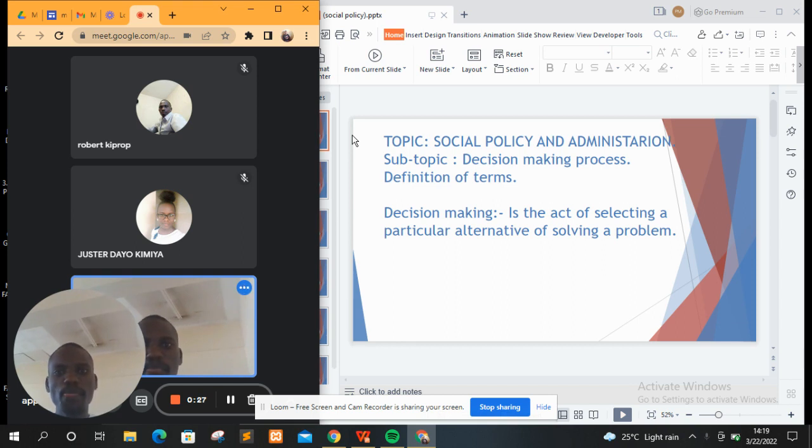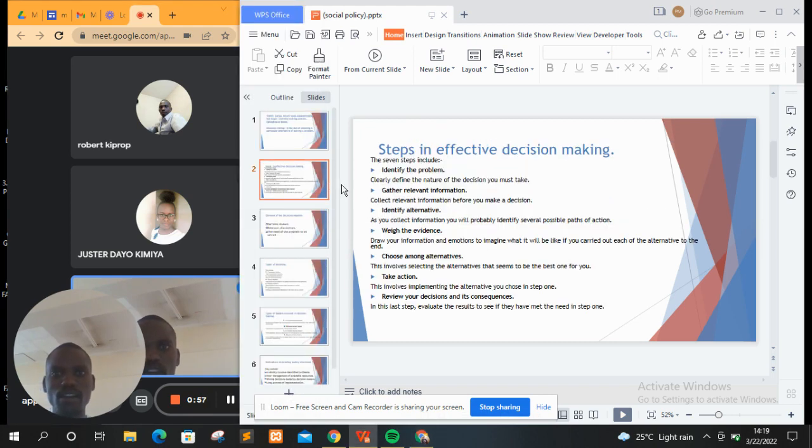Decision-making processes. We have to define the terms used in social policy and administration. One is decision making. It is the act of selecting a particular alternative for solving a problem. Secondly, we have to see the steps in effective decision making.